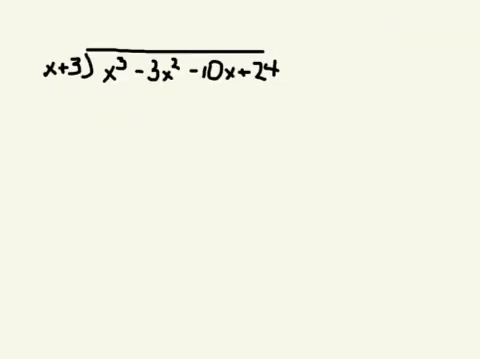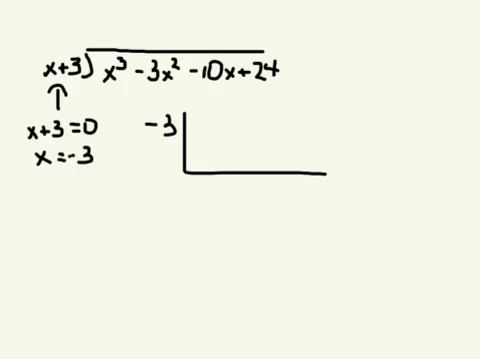So let's illustrate this with one more example. I'm going to take this cubic polynomial, x cubed minus 3x squared minus 10x plus 24. I'll divide it by x plus 3. Notice that my c value comes from setting x plus 3 equal to 0. If I solve that, I get x equals negative 3. And so the value of c I'll use in synthetic division is negative 3.